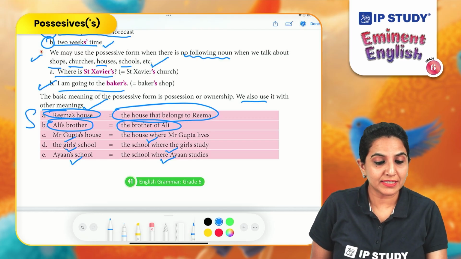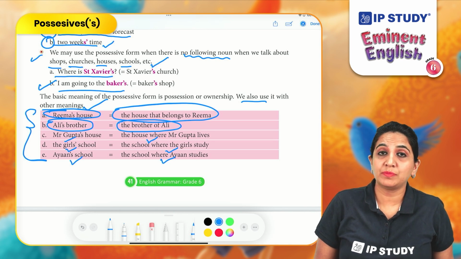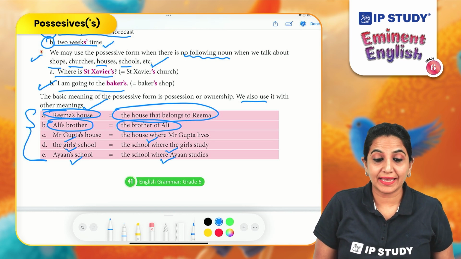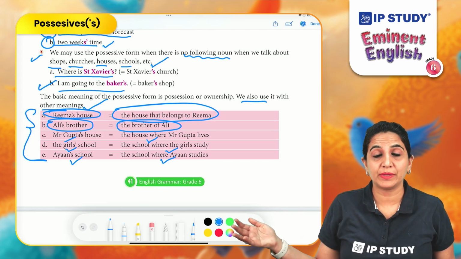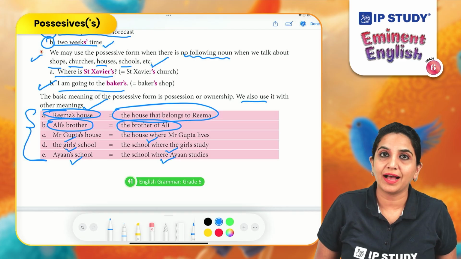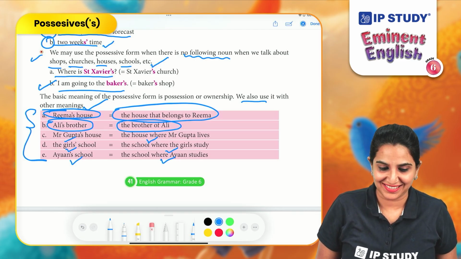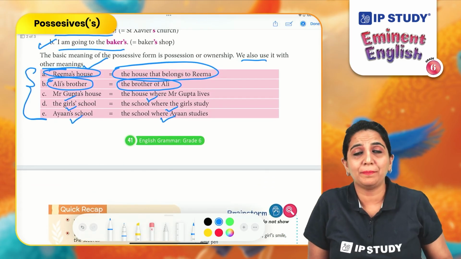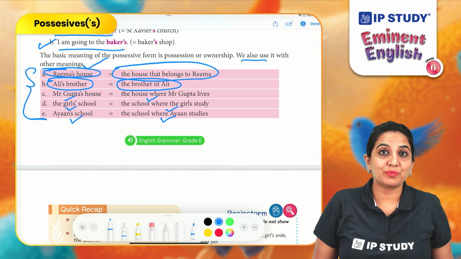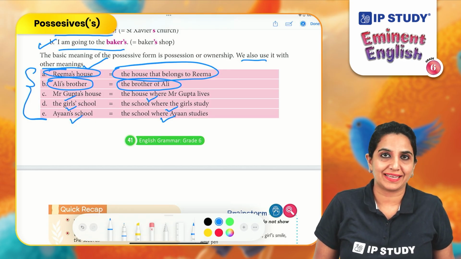So, did you observe that apostrophe and s helped us to shorten the phrase or the sentence as well? Like Rima's house, the house that belongs to Rima. Instead of saying the complete phrase, we can just say Rima's house. So that is how we use apostrophe and s. That was all about possessive nouns and apostrophe and s. Possessive nouns show us the possession or belongingness.